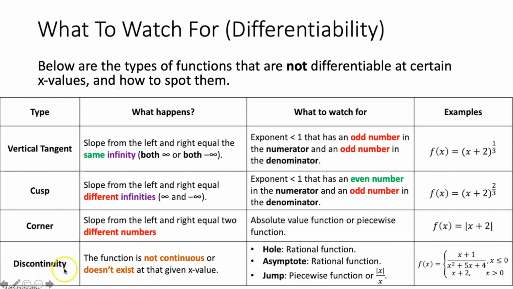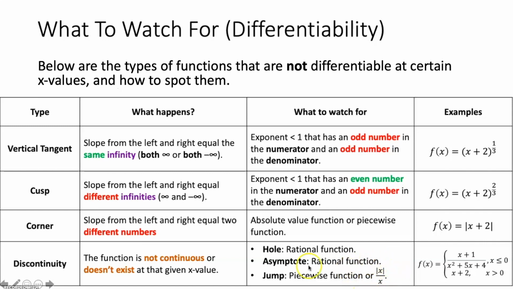The last thing to look for where a function would not be differentiable would be at any discontinuity, so where the function is not continuous. So that would be at any hole, asymptote, or jump, the function would not be continuous. Again, holes and asymptotes both appear in rational functions. Holes occur when a variable cancels out in the numerator and denominator. Asymptotes occur when the denominator does not cancel out, and it's just at whatever x value causes the denominator to equal 0.